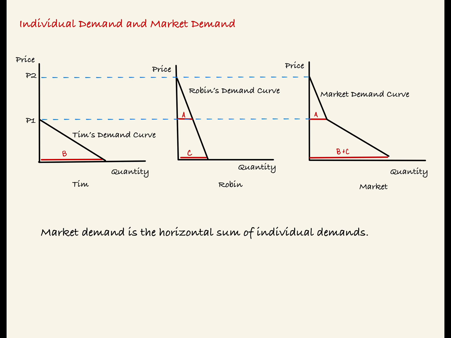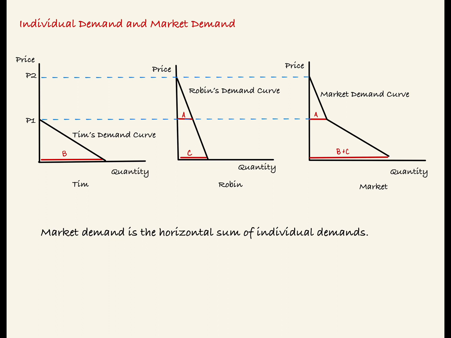Let's take a look at individual demand and how that relates to market demand. In the left panel, we see Tim's demand curve. In the center panel, we see Robin's demand curve. And in the right panel, we see the market demand curve. Now let's take a look. When the price of the good or service is 0, Tim's quantity demanded is B. At that same price of 0, Robin's quantity demanded is C.